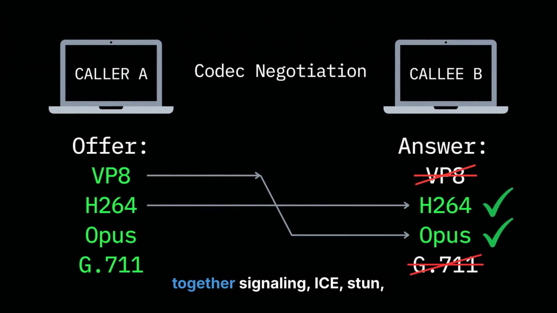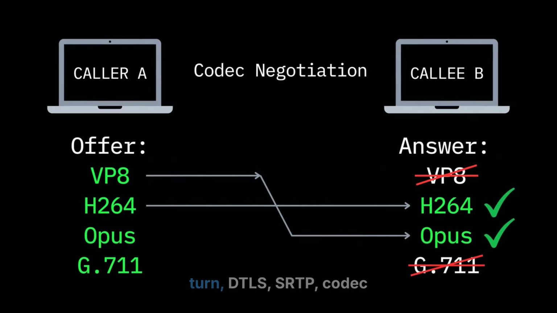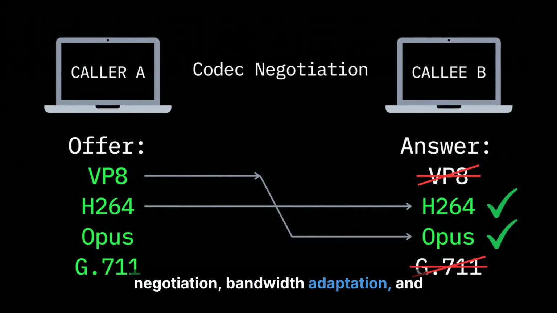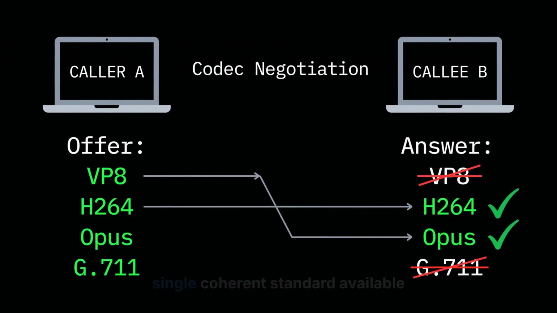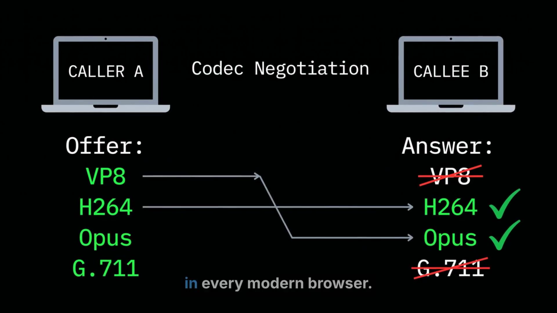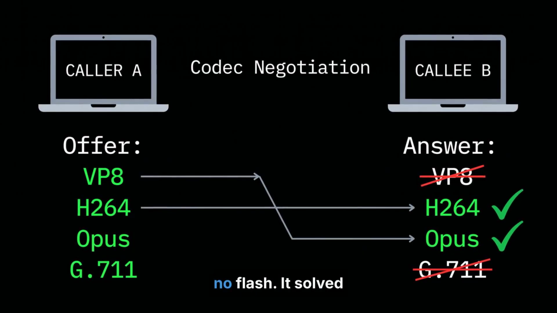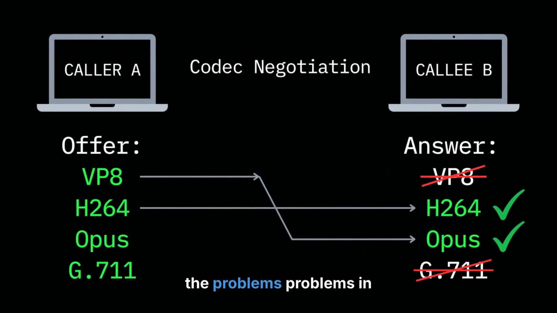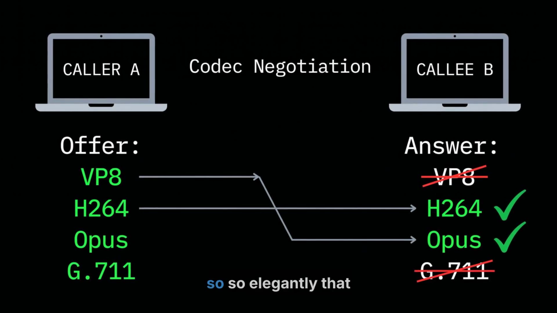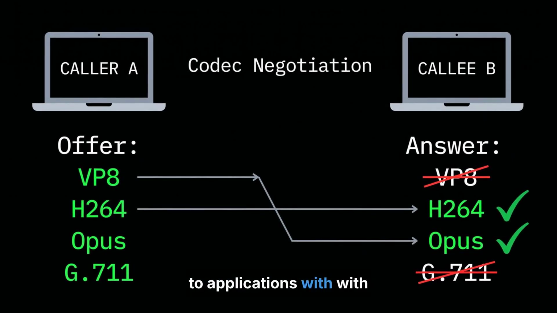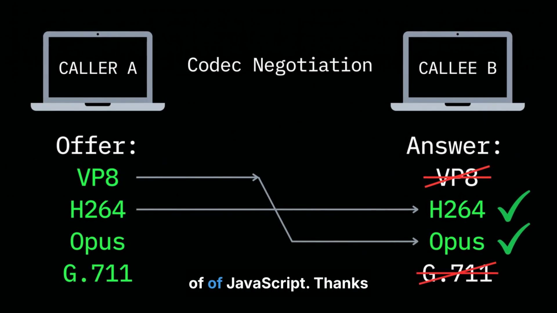WebRTC brings together signaling, ICE, STUN, TURN, DTLS, SRTP, codec negotiation, bandwidth adaptation, and data channels into a single coherent standard available in every modern browser. No plugins, no downloads, no Flash. It solved the hardest problems in real-time communication so elegantly that developers can add video calling to their applications with a few dozen lines of JavaScript.